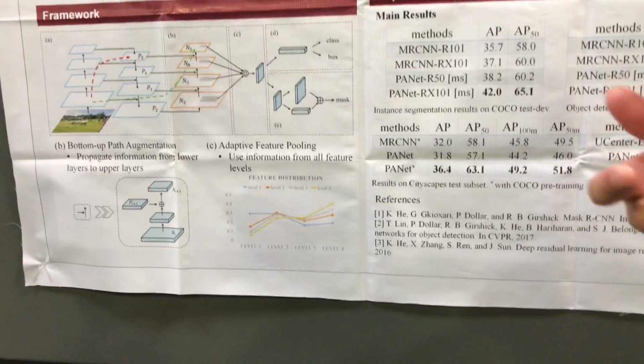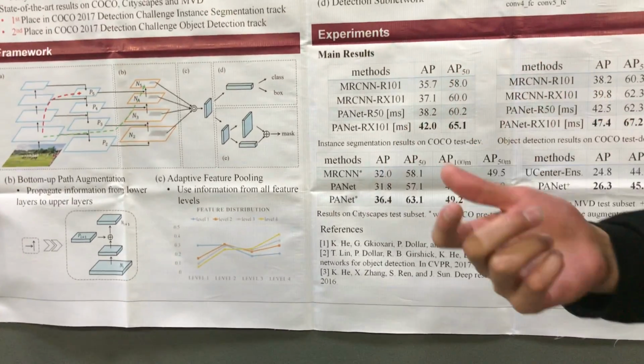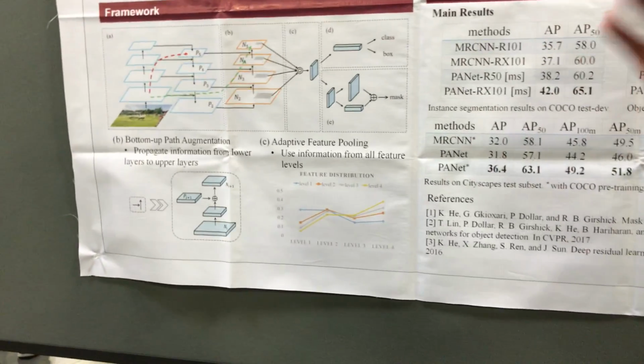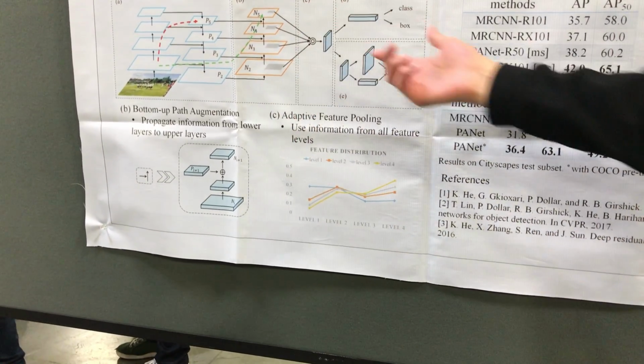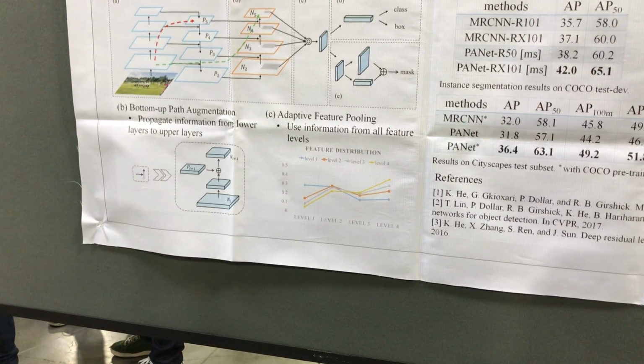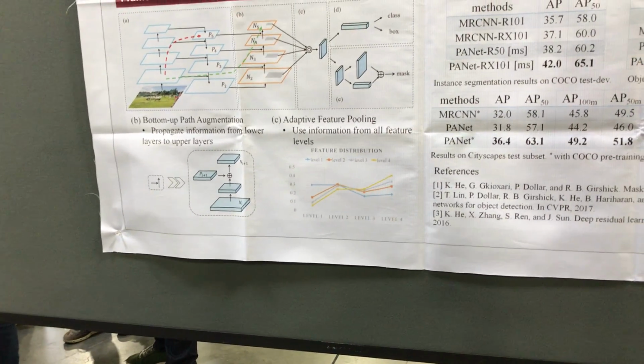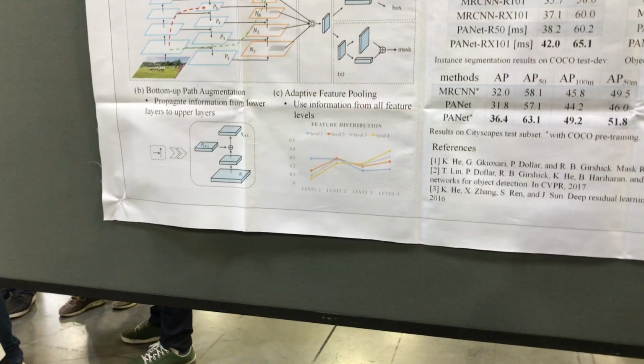It's an independently trained RPN. It's just the same as the Mask R-CNN. We didn't jointly train the RPN with this kind of thing. But do you use a multi-level RPN?